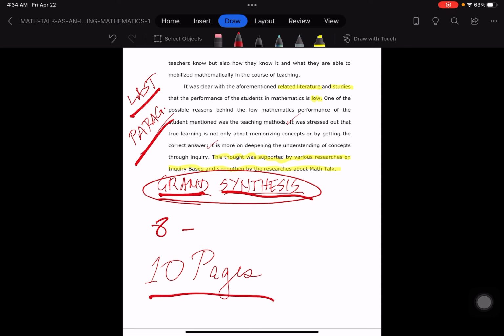Okay? So, do not include literatures that are irrelevant to your study. That is another rule of thumb. You can go beyond the standard number of pages but do not include literature reviews that are irrelevant to the study that you are conducting.